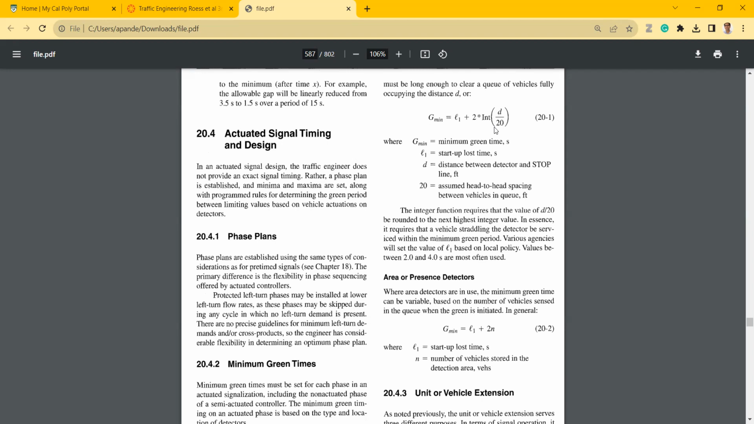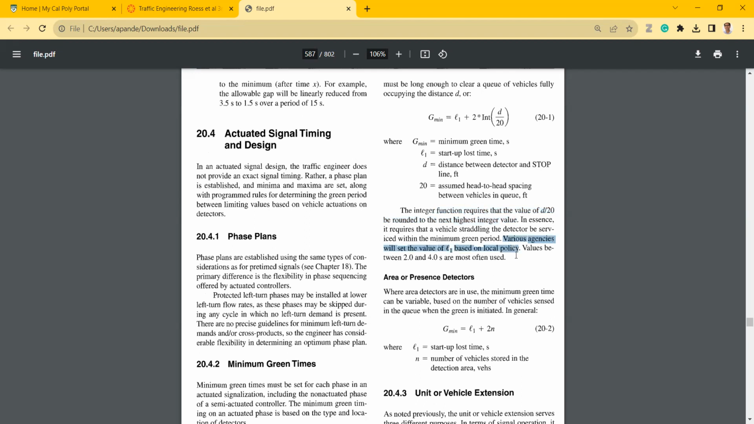Okay. So if you do this, again, this is an integer function, so that you always provide an integer value plus the lost time. The integer function requires that D over 20 is rounded to the next integer value. And again, a lot of times D over 20 and D over 25 will give you the same answer, by the way. Right? Because it's an integer function and you're supposed to round up. So a lot of times they will come out to be the same, right? But whatever you want to use is fine with me, but just keep that in mind. So that sort of gives you a minimum green time.